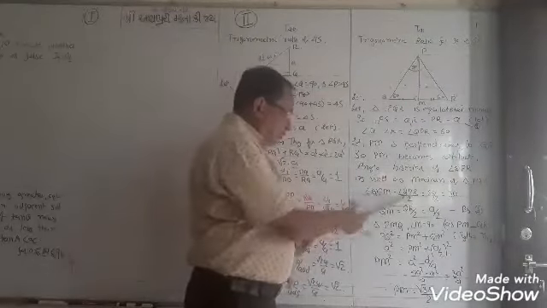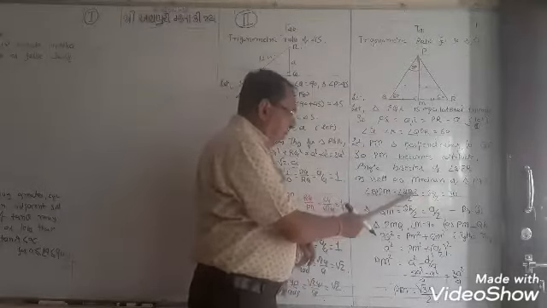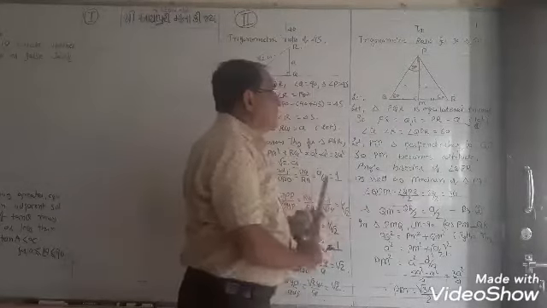Okay, that is not necessary, so I have not written here. QPM is half of QPR, 60 upon 2, is equal to 30.